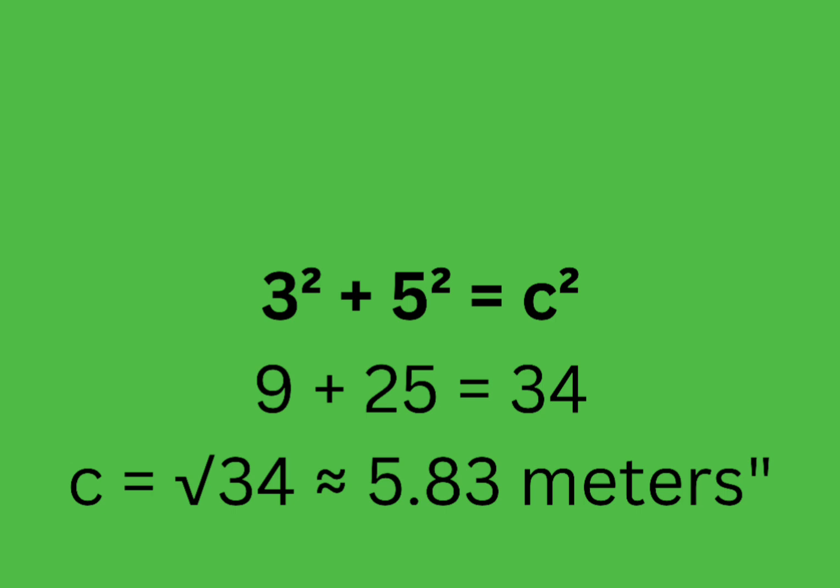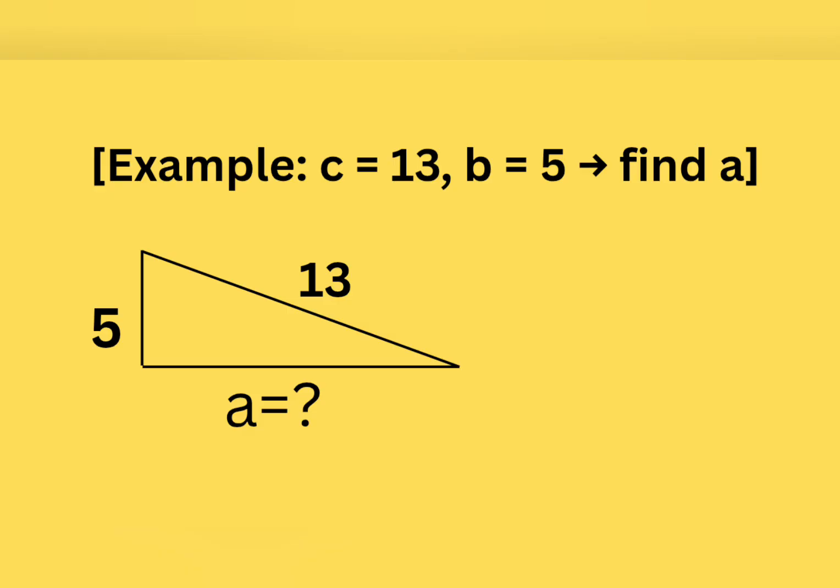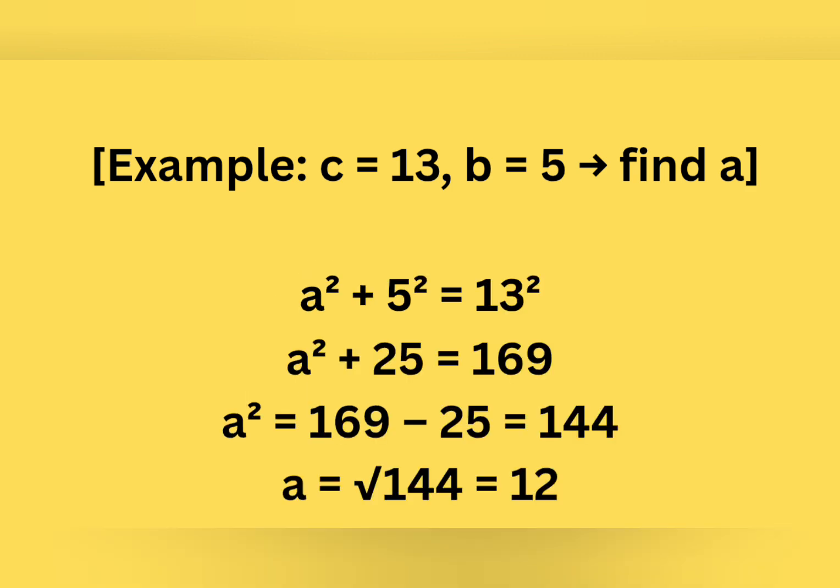Reverse problem, finding a side. What if we know the hypotenuse and one leg? Example: c equals 13, b equals 5. Find a. a squared plus 5 squared equals 13 squared. a squared plus 25 is equal to 169. a squared equals 169 minus 25, which is equal to 144. So, a equals the square root of 144, which equals 12.